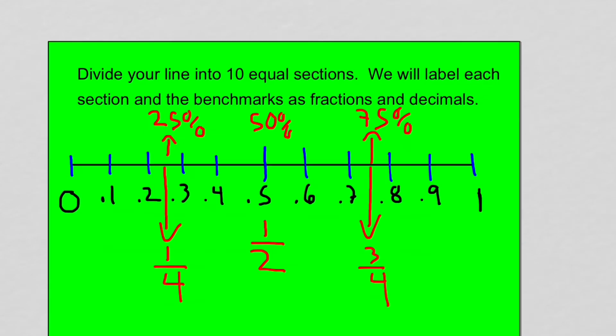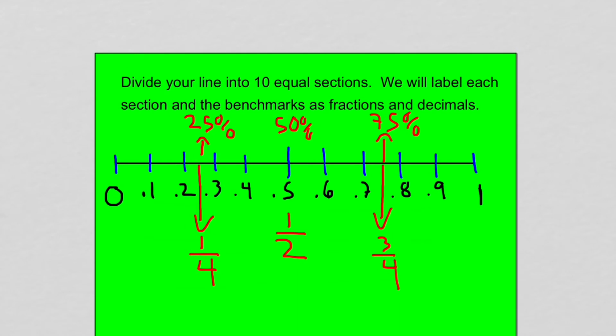Now, we also put those onto a number line. We labeled a number line from 0 to 1. We cut it into tenths. And on that number line, we labeled 1/4 or 25 hundredths or 25%, 1/2, 5/10, 50%, 3/4, 75 hundredths, 75%, all on that number line. So those are ones you just need to know.